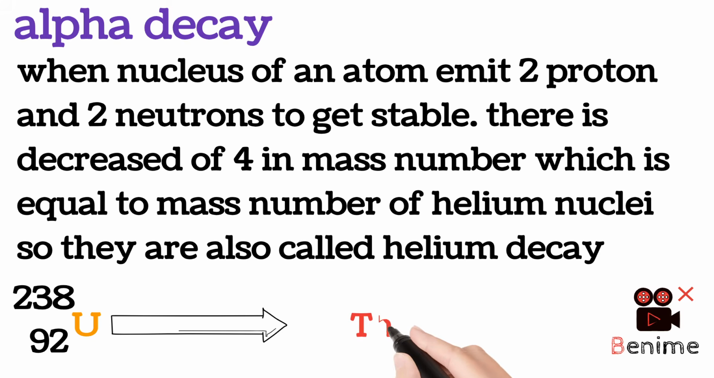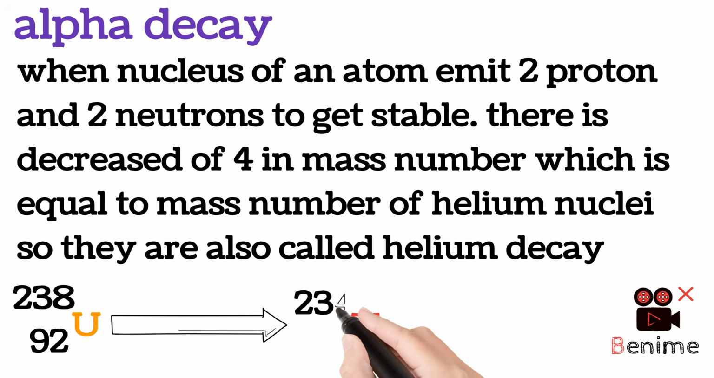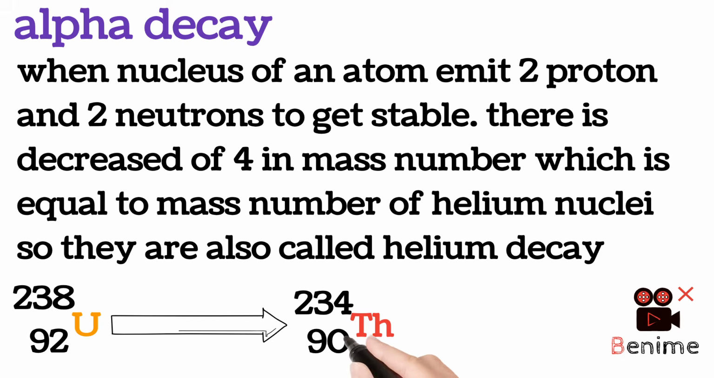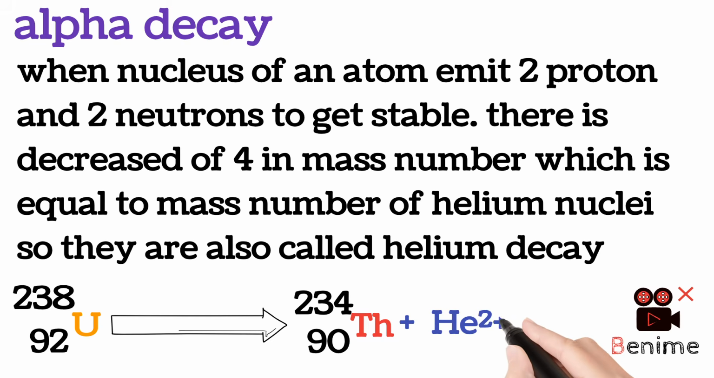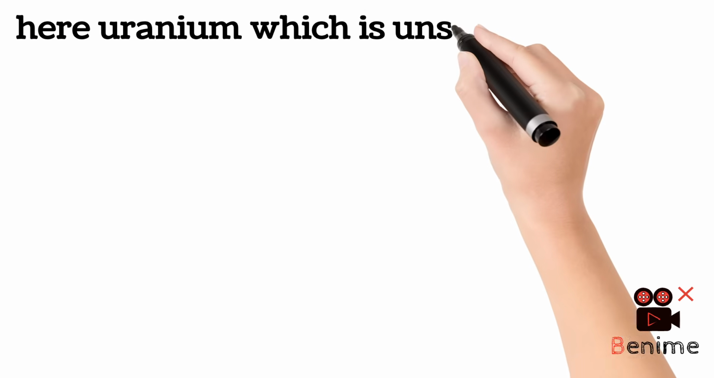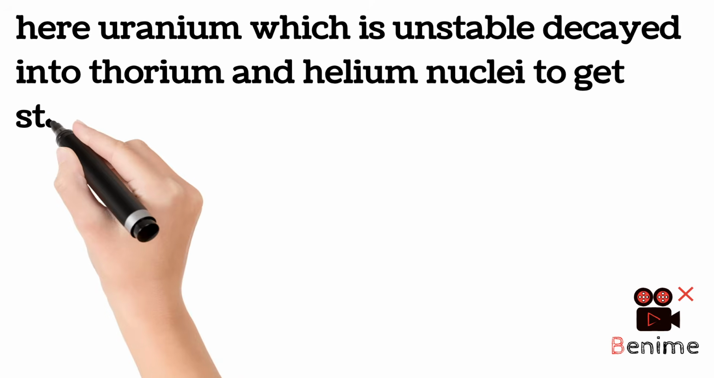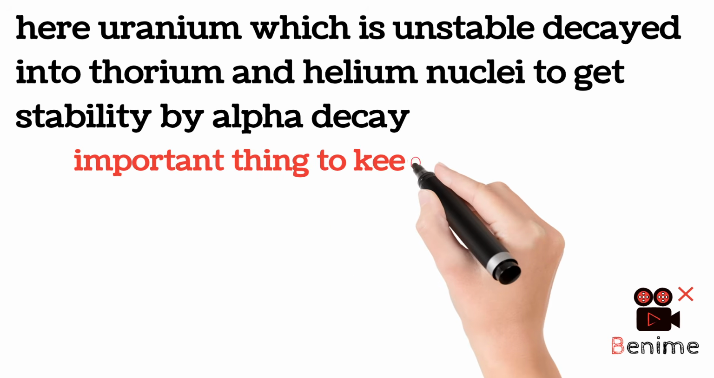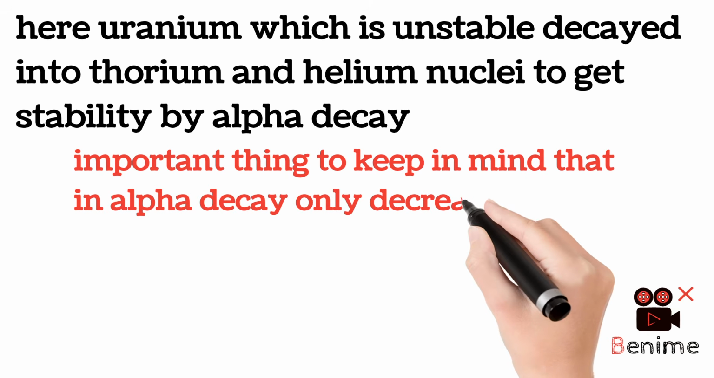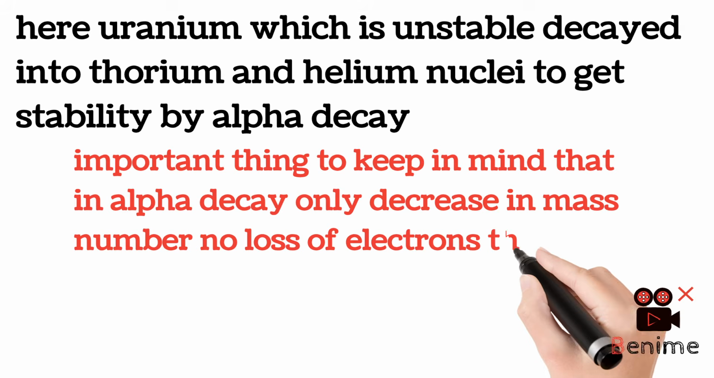In the equation, one important thing we should notice is the +2 charge on the helium nucleus, which shows that the emitted nucleus is an ion, not a neutral atom, because alpha decay only emits neutrons and protons. Uranium gets stable by decaying into thorium, whose mass number is 234, which shows uranium's mass number decreases by 4.